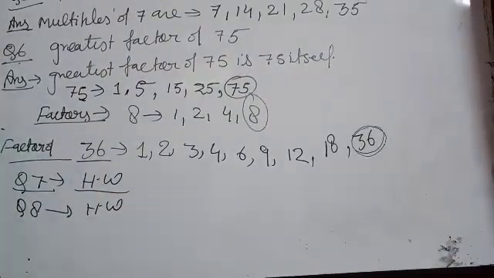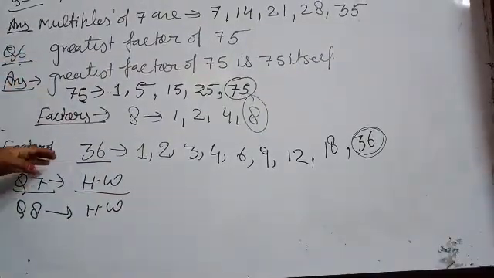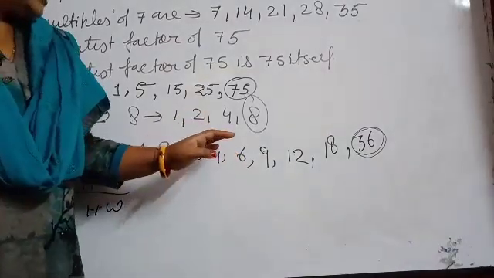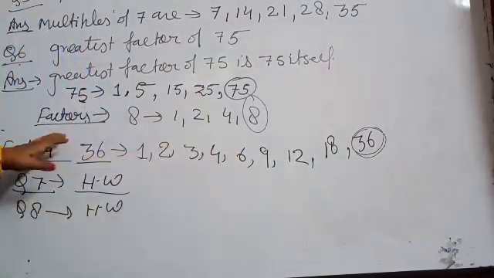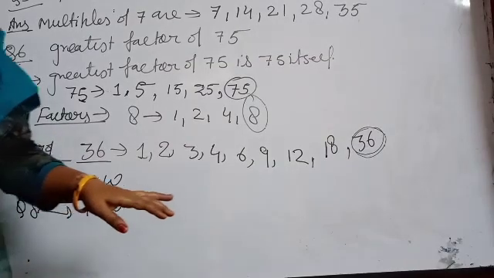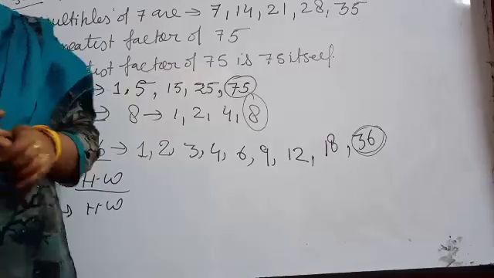Maybe everybody of you is able to find all the multiples and factors, as you did in class 4th also. Here I taught you again one more time how to find the factors and multiples. So question number 7 and 8 will be your homework. Now we are proceeding to the next thing.